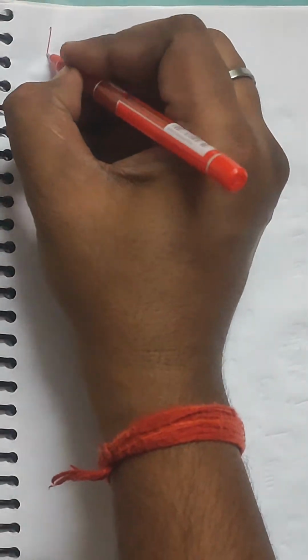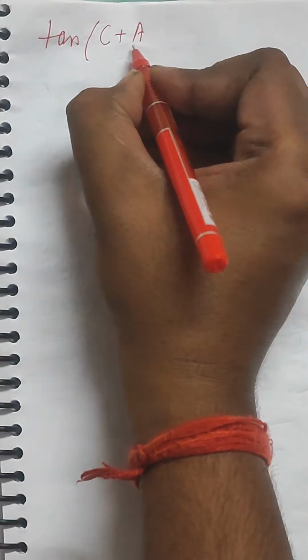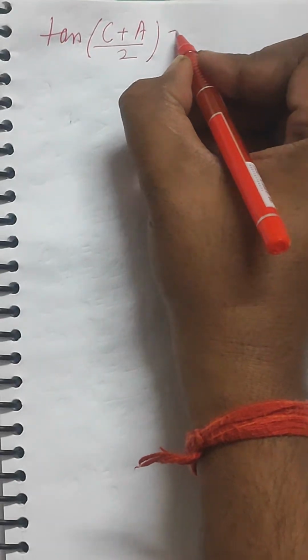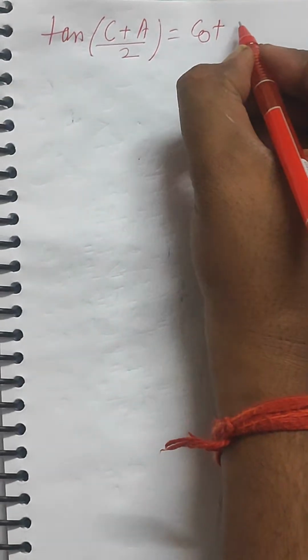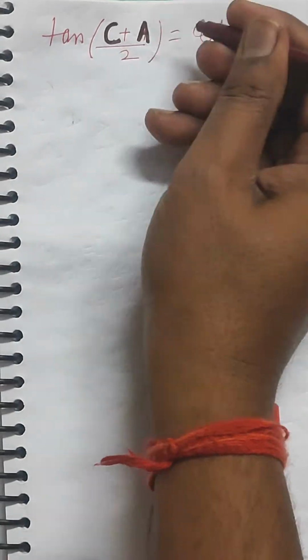You'll be seeing some questions of trigonometry, and basically they will take three questions from trigonometry, where the first question is like that: when tan (c plus a) by 2 equals cot b by 2. Okay, it's given that tan of (c plus a) whole divided by 2 is equal to cot b by 2. This is the question which is given to us, which we need to prove.